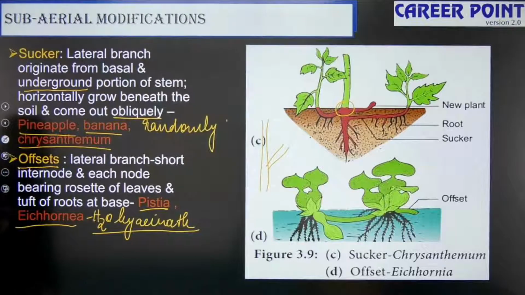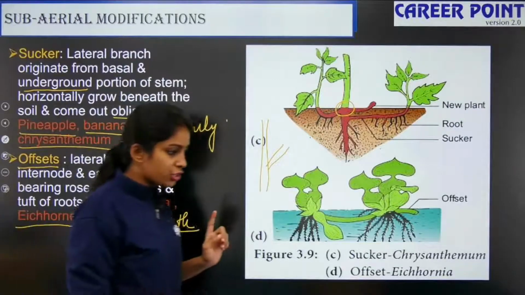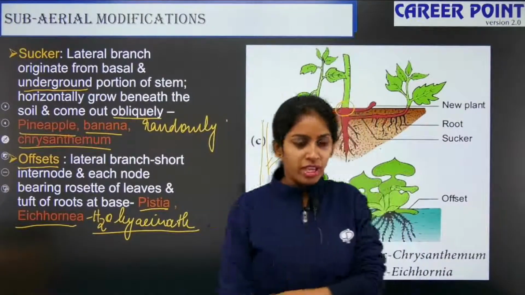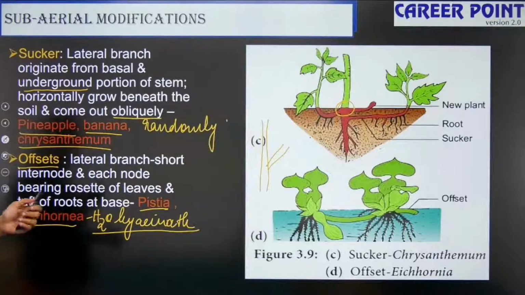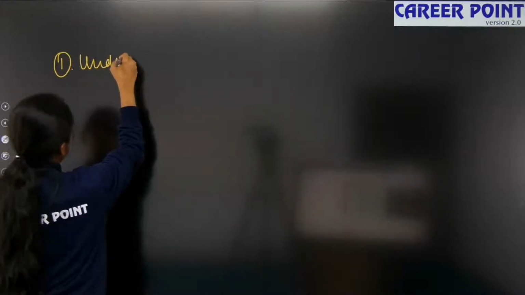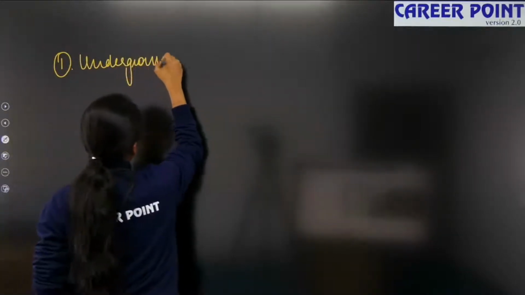Yes, just the opposite of your stolon is your sucker. Now, the first type of modification of your stem was underground modification, right? Did you understand underground modification? Yes. So the first type of modification was your underground stem modification. So what are the examples?